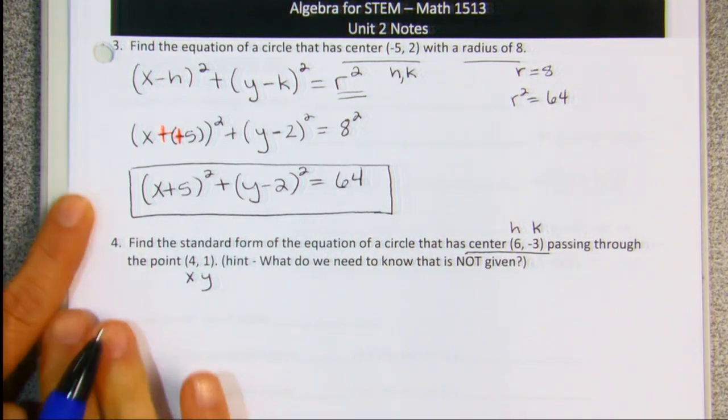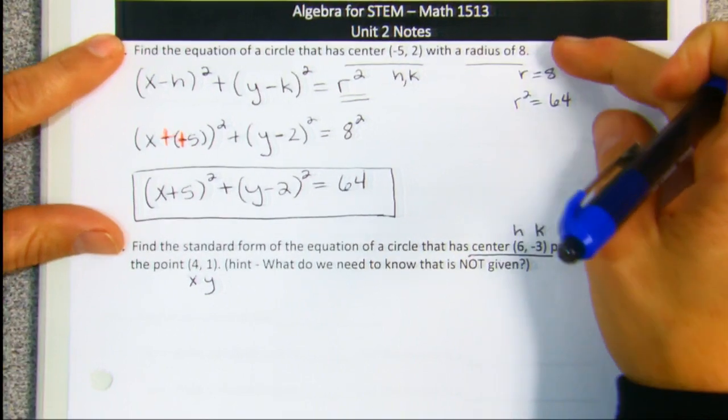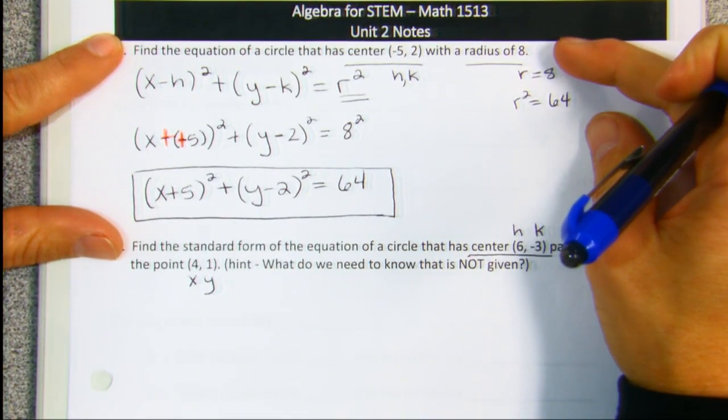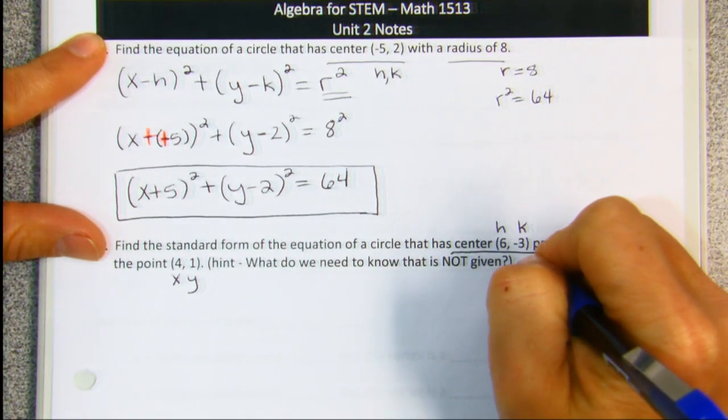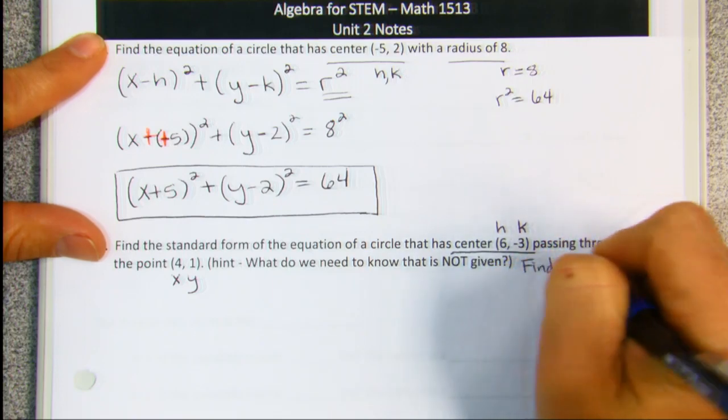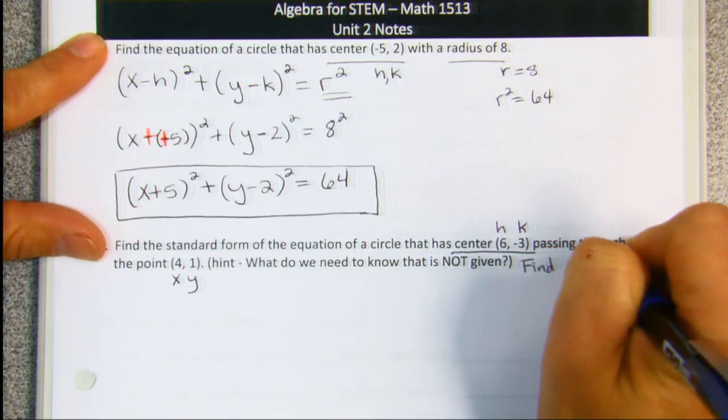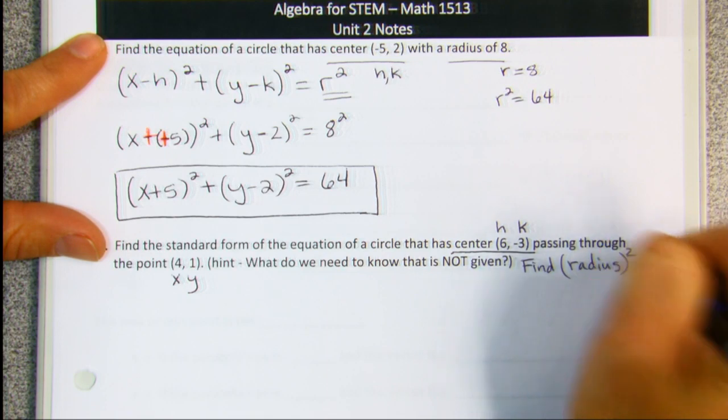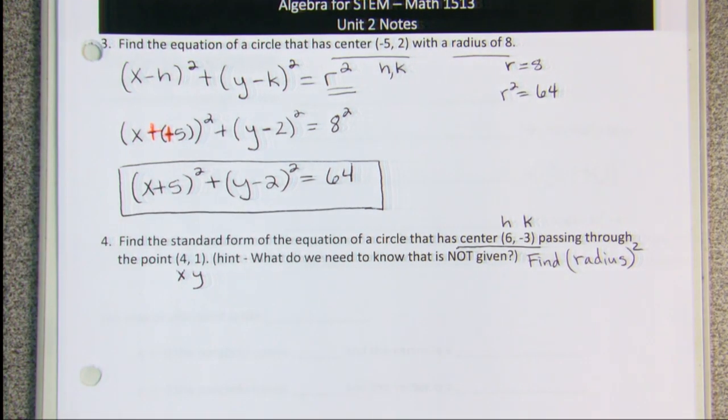So what do I not know here that I knew here to be able to make the equation? Radius. So this is the hint. We need to find our radius. Or you could think radius squared. Because to make the equation, we have to know radius squared, right? Okay, so we can do this.